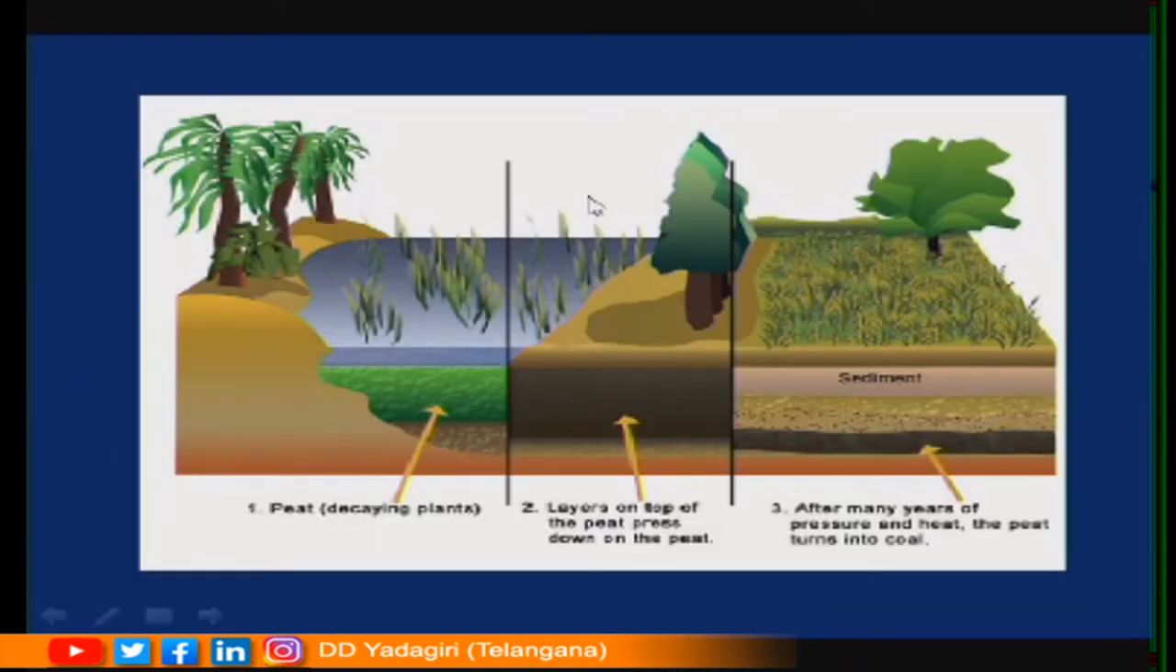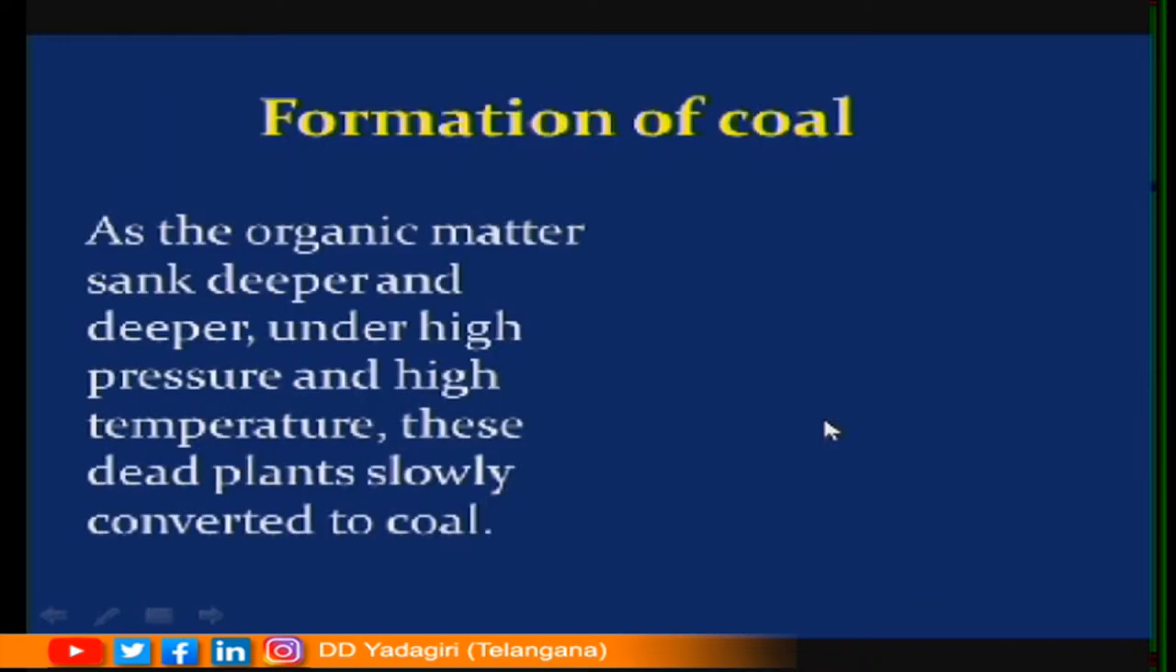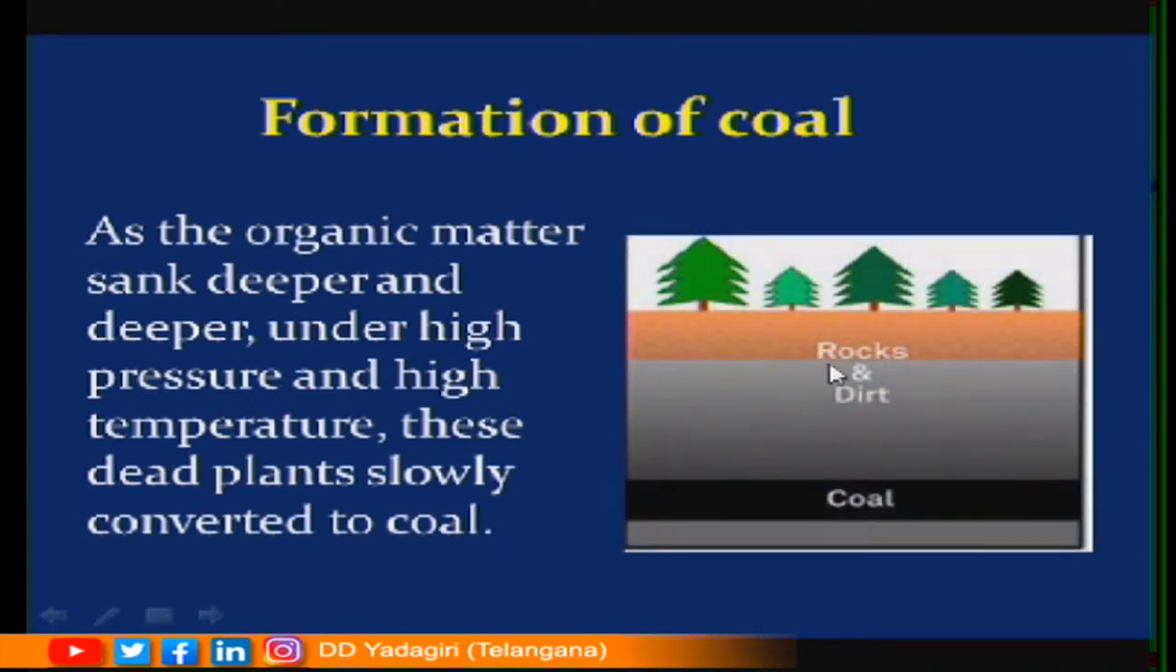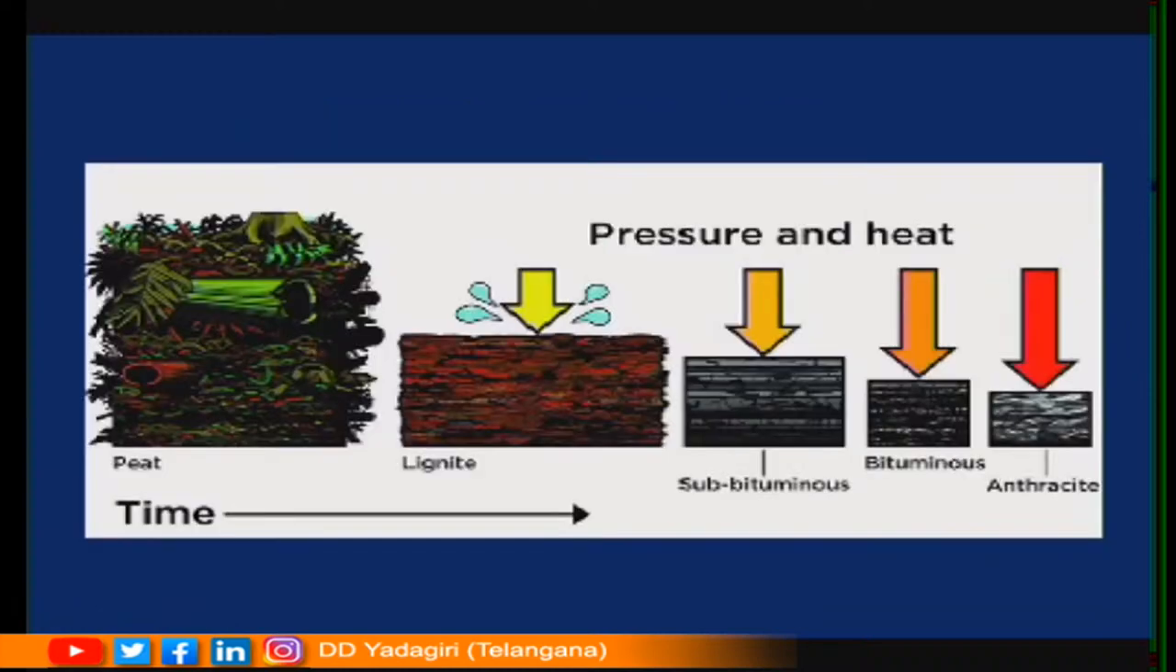Here, first peat formation takes place, and after that, some top layers of soil will come and again sedimentation will be done. Whenever sediments increase from the top, pressure will increase. The organic matter sank deeper and deeper under high pressure and high temperature. These dead plants slowly converted into coal. Here you see, slowly it is converted into coal. We can have better images now.